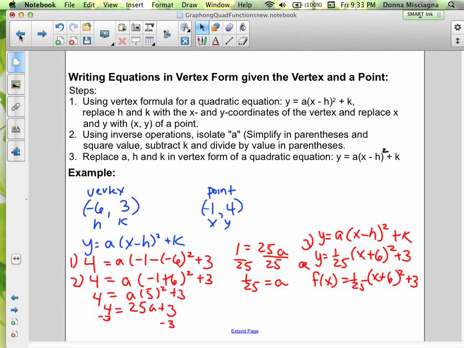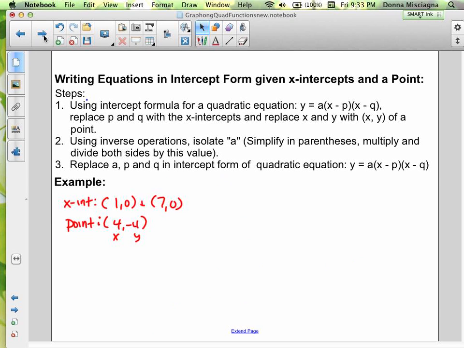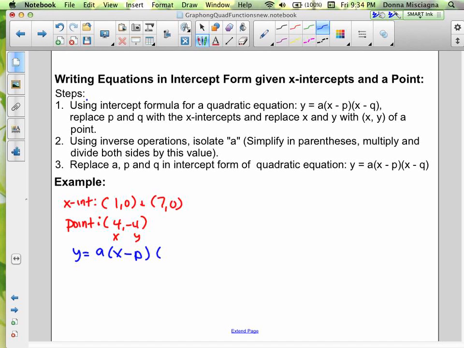Our next one is in intercept form. All right, so writing equations in intercept form, given x-intercepts and a point. So now we have to be given the x-intercepts and another point so that we can solve for a again. All right, so using intercept formula for quadratic equation, y equals a times x minus p times x minus q.